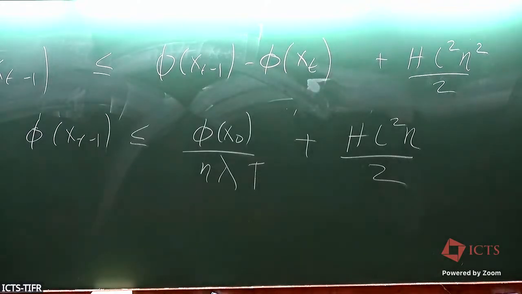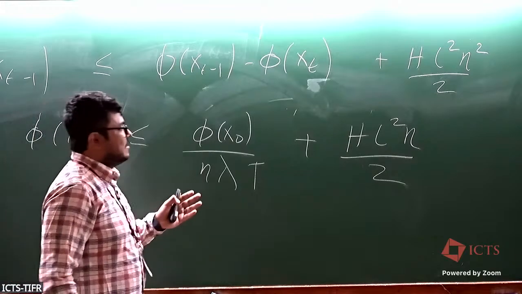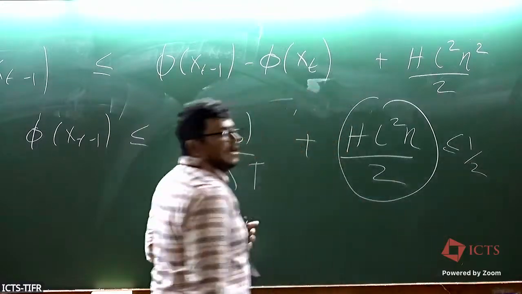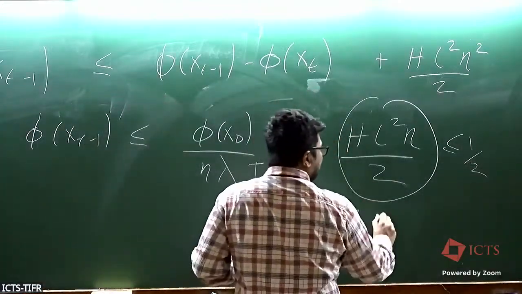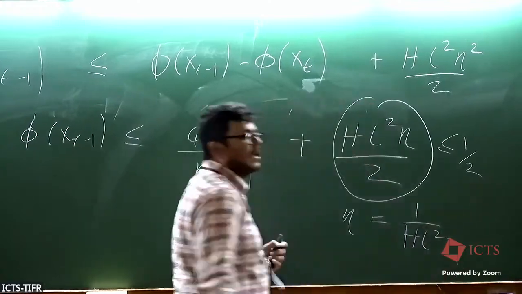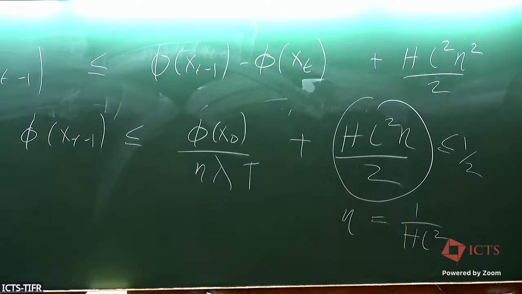I know that the fees are greater than or equal to 1, right? So I know that this has to be greater than or equal to 1. And now what does this mean? Pick some step size so that this quantity is less than or equal to half. So let's say that I pick eta to be 1 over h times L squared. Okay.